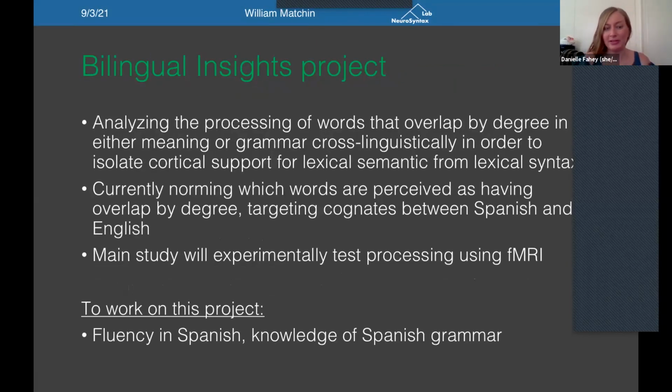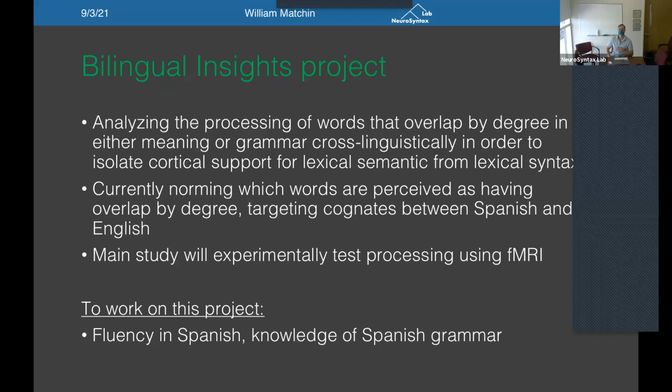Yeah, so the bilingual insights project, as I said, we're in the norming stages of it. So the norming study is already going on. If you would be interested in helping us put together the next step in this project, it hasn't been set up yet. You could learn about experimental design and be involved in that part, but you would need to know Spanish because this is Spanish English stimuli, the language in the experiment. So if you didn't have familiarity with Spanish, this would kind of be out of your abilities probably.